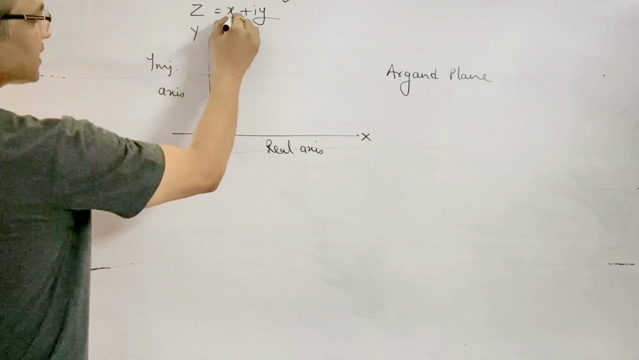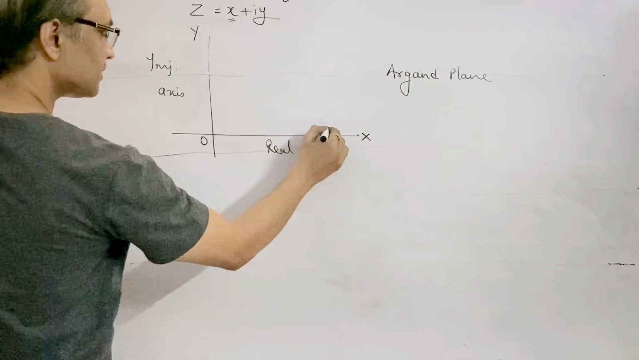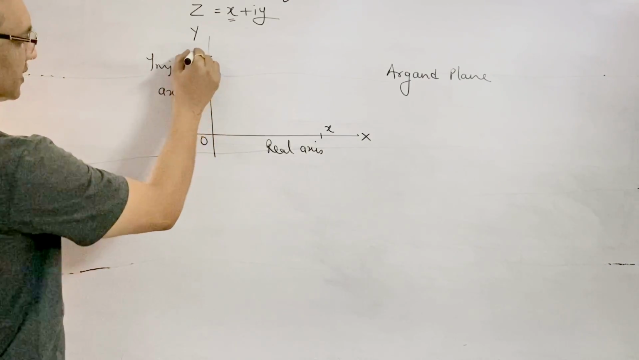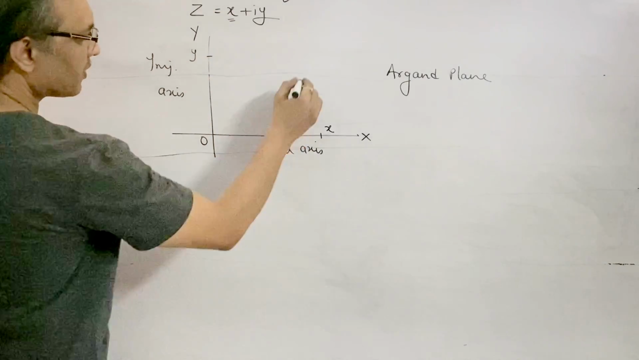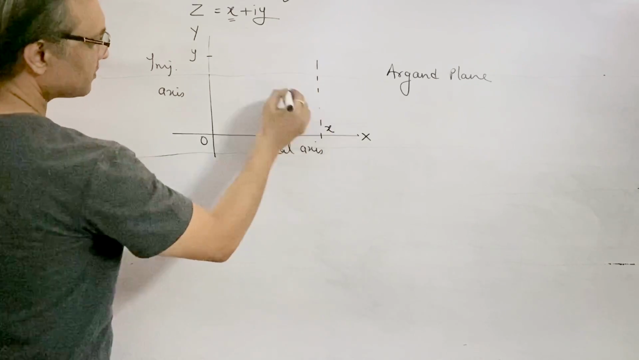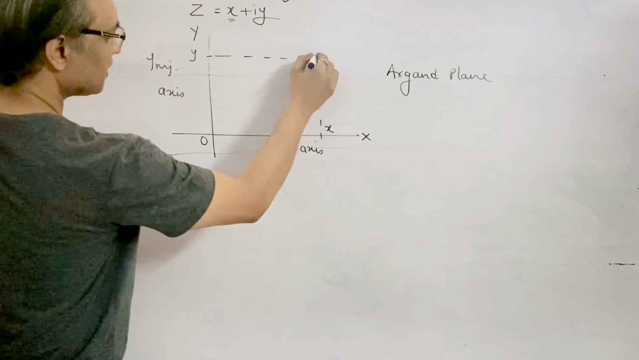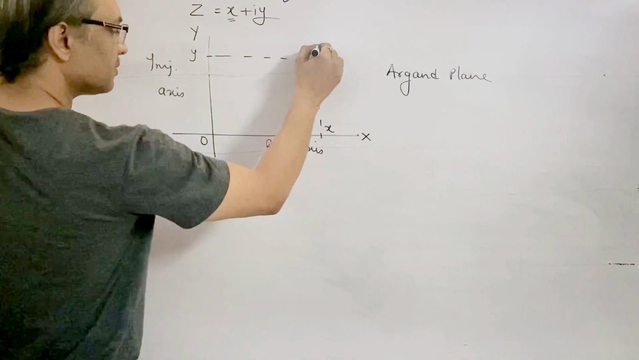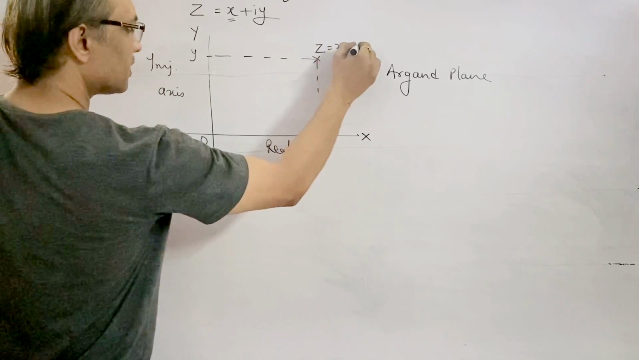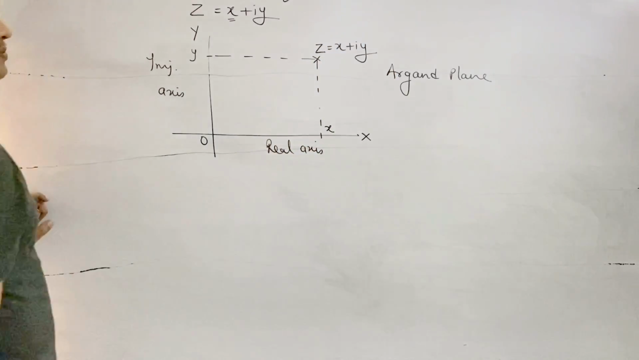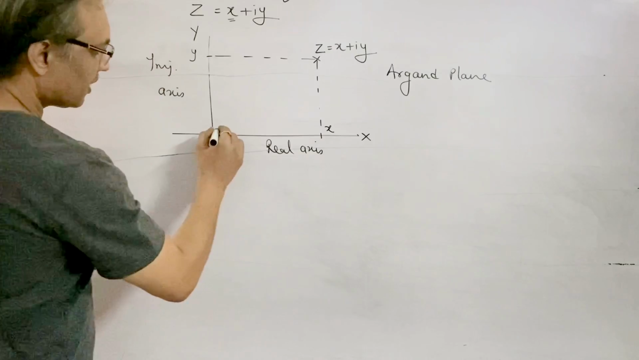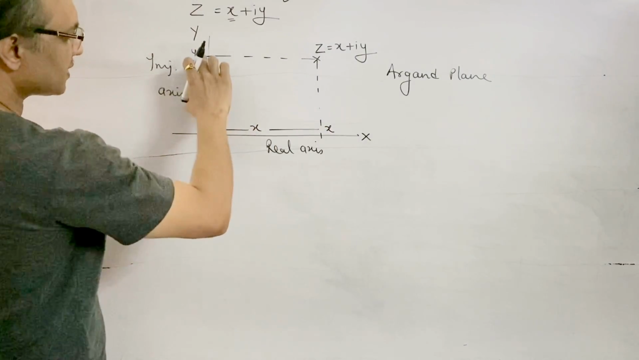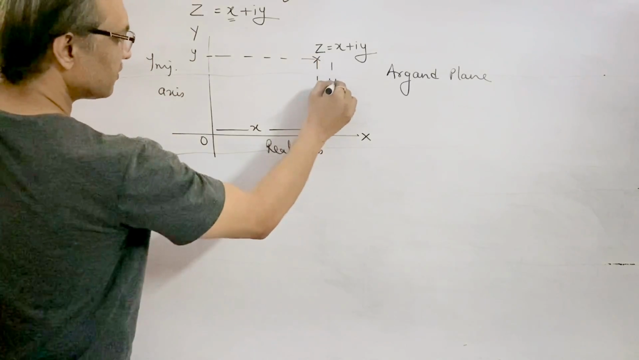So the real part is x. This I have taken as x. Imaginary part is y. This is y. We draw a perpendicular from here, another perpendicular from here. They intersect at this point. So this point is the complex number z equal to x plus iy. This whole distance is x, and since this distance is y, that means this will also be y.